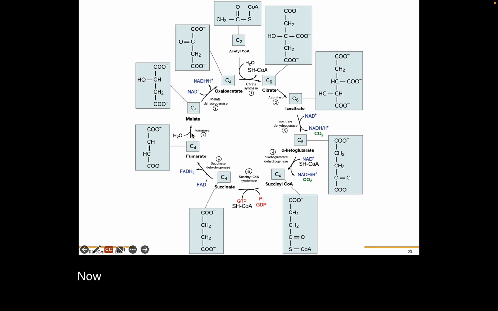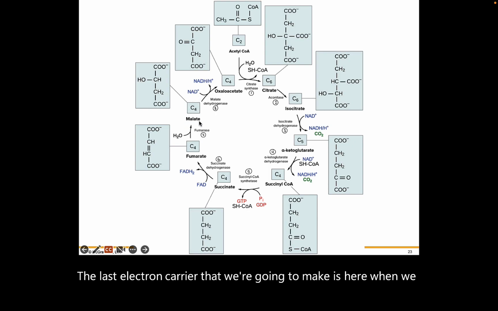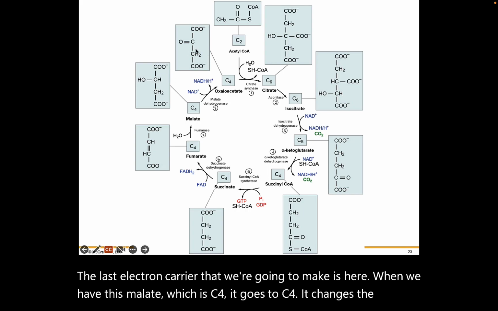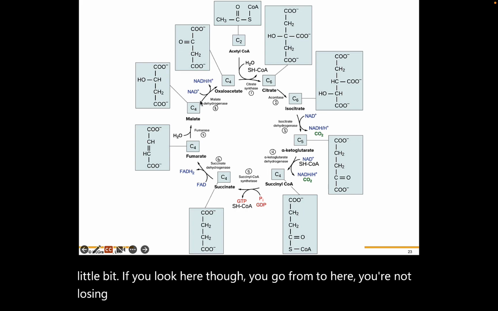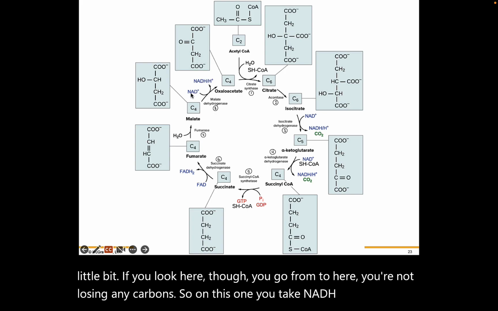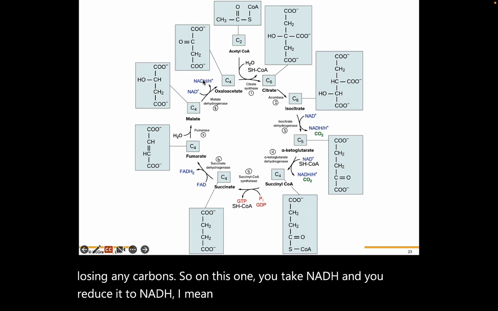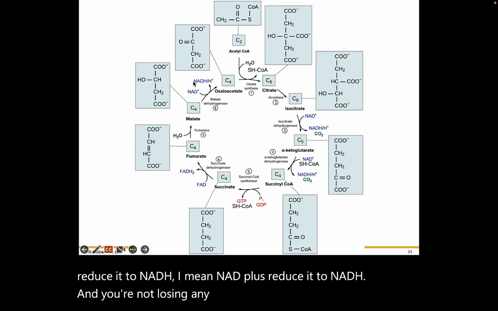Now the last electron carrier that we're going to make is here. When we have this malate, which is C4, it goes to C4, it changes it around a little bit. If you look here though, you go from OH to O here, you're not losing any carbons. So on this one, you take NAD plus and you reduce it to NADH, and you're not losing any carbon. So you're just making an electron carrier there.